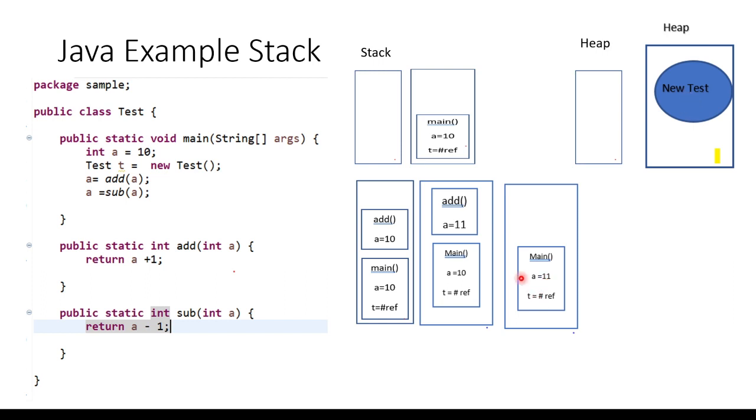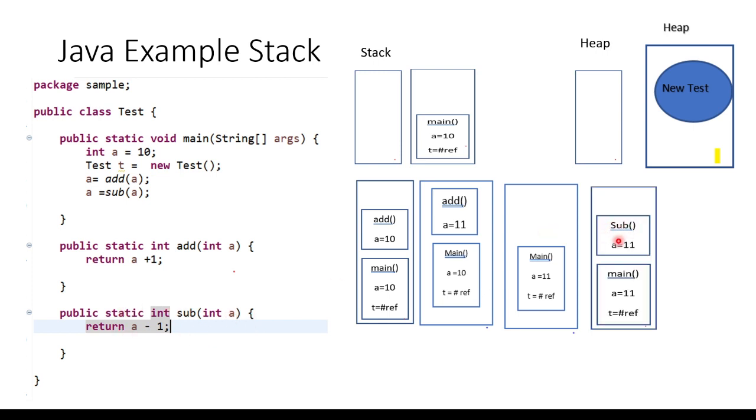And here in the main block, the value A will be 11, and the same T will be a reference to this new test. Now next, we are calling the subtract method. The same way it will call the subtract method by creating a copy of this variable A for the subtract method. It will create one more block like this, and allocate memory for this variable A, and that memory will contain the value of A which we are passing from here. So from here we are passing 11, and that 11 will be stored in the memory which was allocated for the variable A.